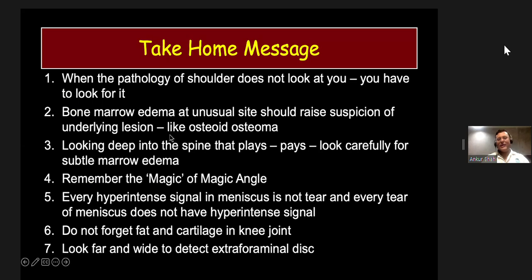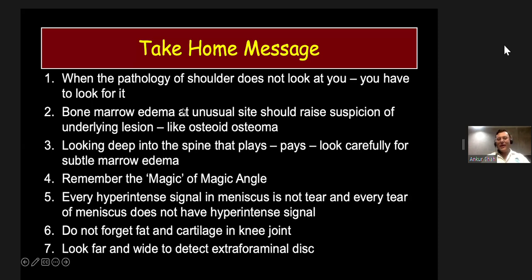And this extraforaminal disc can be missed, particularly when you don't look carefully for these, or when you look at only the midline sagittal images. So to take home, when the pathology of shoulder, the first pearl we learned was, when the pathology of shoulder does not look at you, you have to look for it. Look for those subtle Hill-Sachs, subtle Bankart, calcific tendinitis, or those signs of internal impingement.